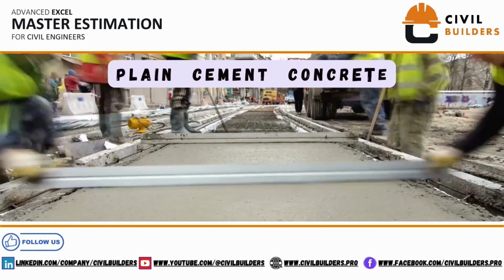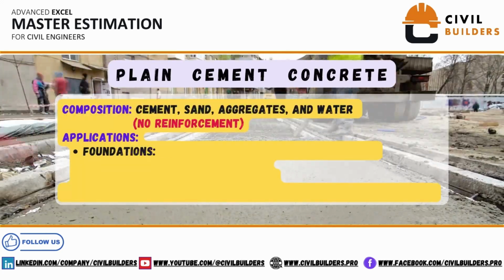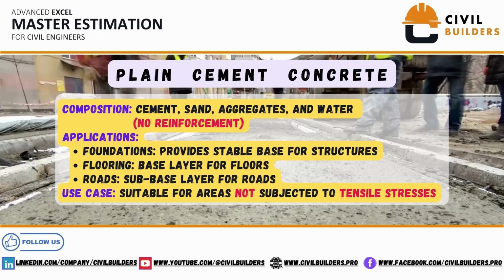Plain cement concrete is a mixture of cement, sand, aggregate and water and is used to create a rigid, durable surface. Its primary purpose is to bear the compressive load and prevent the direct contact of the structural element with the soil. As it lacks reinforcement, it can't be used in areas that are subjected to tensile stresses.